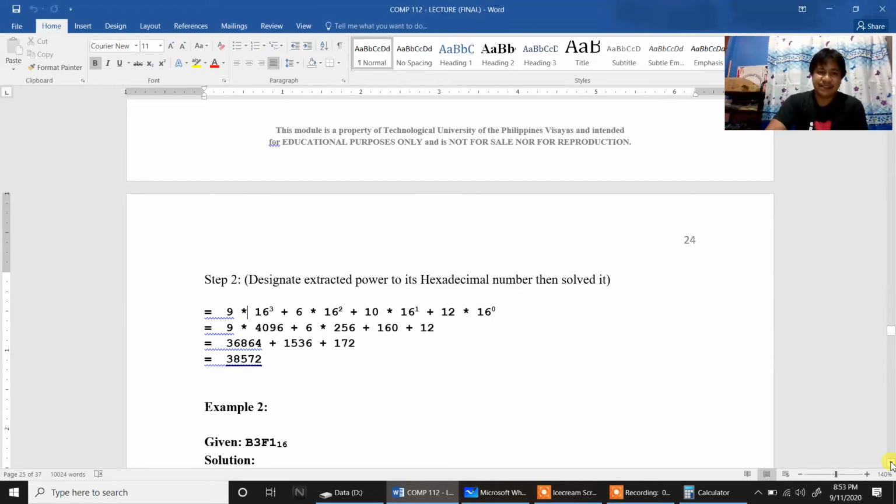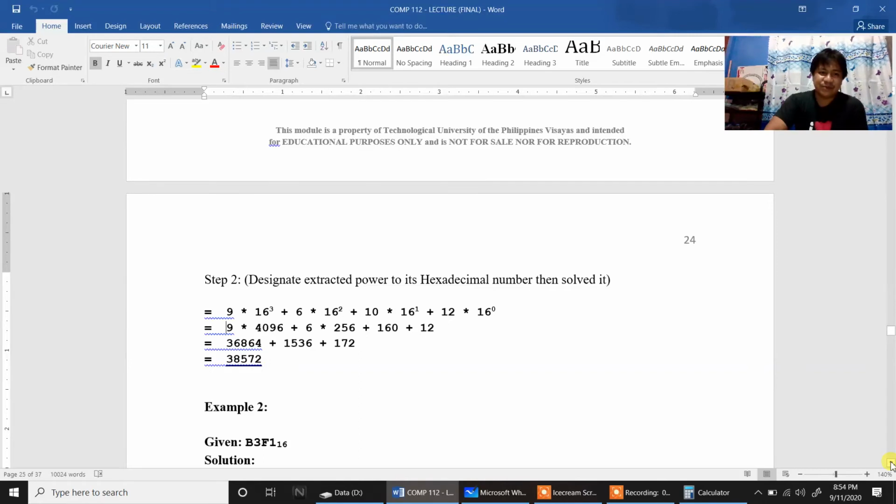So we have 9 times 16 to the power of 3, 6 times 16 to the power of 2, 10 times 16 to the power of 1, then 12 times 16 to the power of 0. All numbers placed here are automatically copied. Okay. Now we have 16 times 16 times 16, so we have 4096. Then 16 times 16 is 256. So we have here 160. It's because it is already multiplied by power of 1, so 16 is still 16, times 10, so we have 160. So here we get 12.